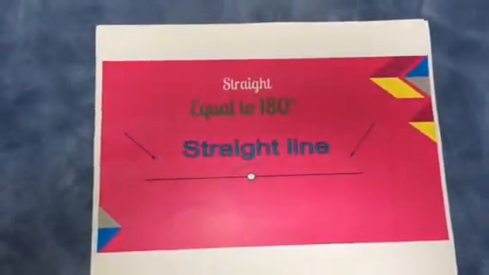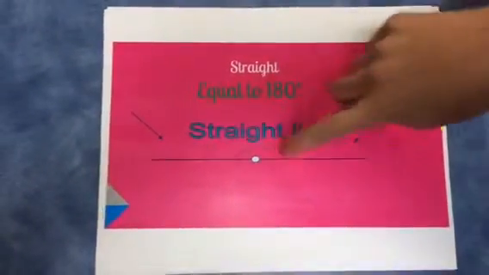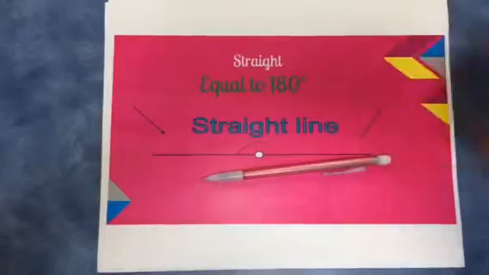Straight equals 180 degrees. This is a straight line. This represents 180 degrees. A pencil could be a straight line.